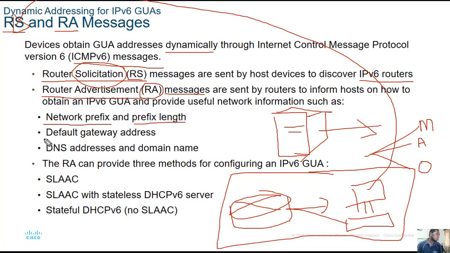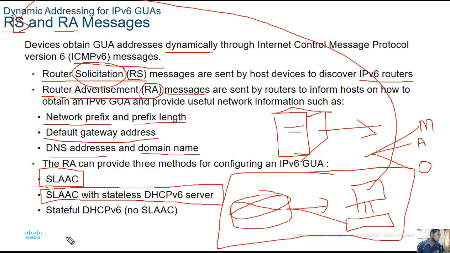There are three methods that the RA messages can use to provide these IPv6 global unicast addresses. Remember I mentioned flags. Well, leave those flags first and let's look at the methods. The first method is SLAAC, stateless address autoconfiguration. The next method is SLAAC with stateless DHCP version 6. The third method is stateful DHCP version 6, meaning there's no SLAAC involved in there.